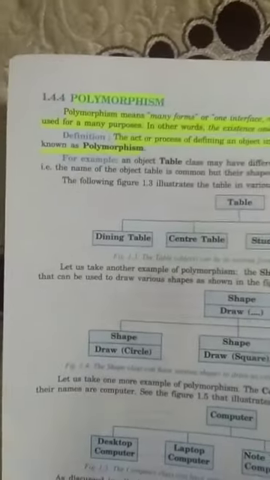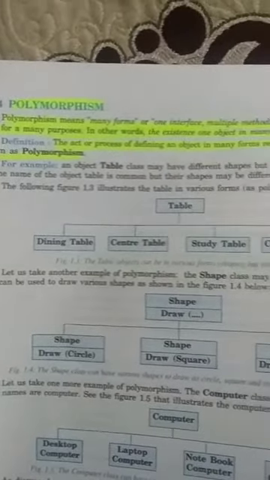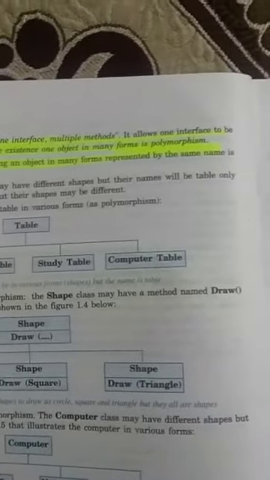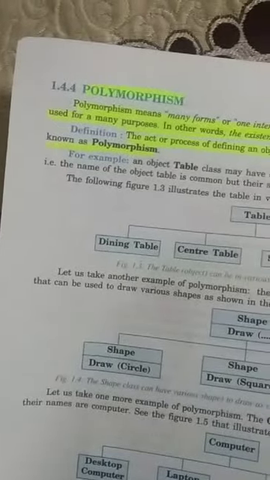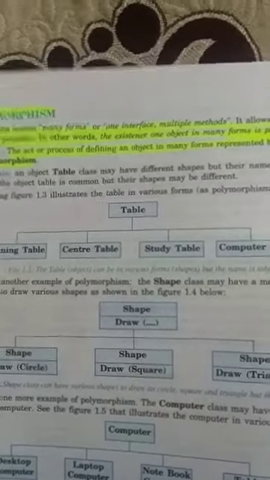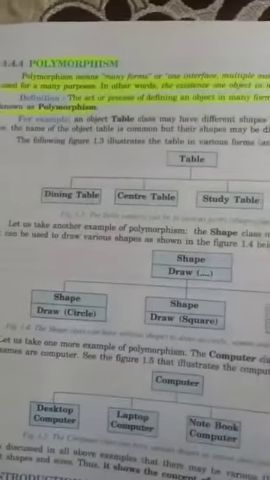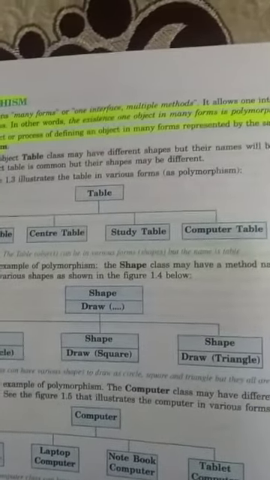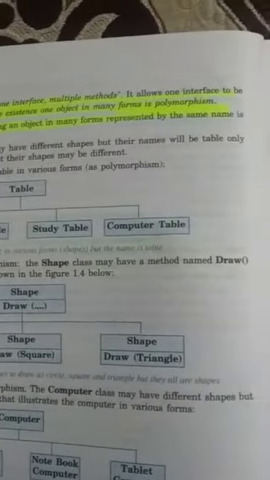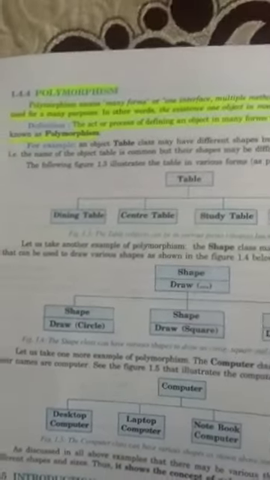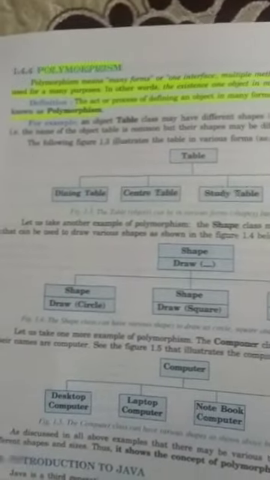Okay, and next is polymorphism. Polymorphism means many forms, or one interface, multiple methods. It allows one interface to be used for many purposes. In other words, the existence of one object in many forms is polymorphism. The act or process of defining an object in many forms represented by the same name is known as polymorphism. So you only have to go through these definitions.